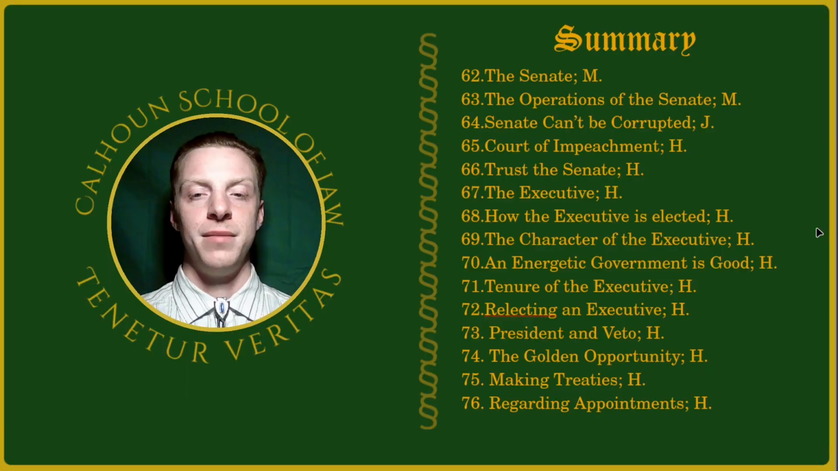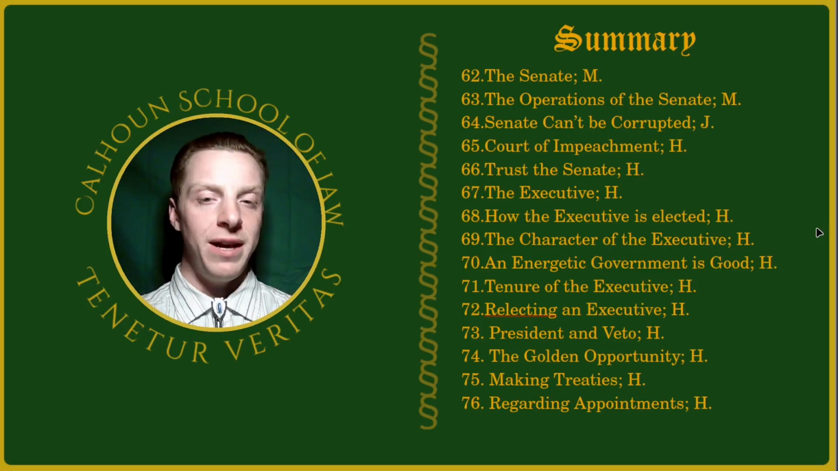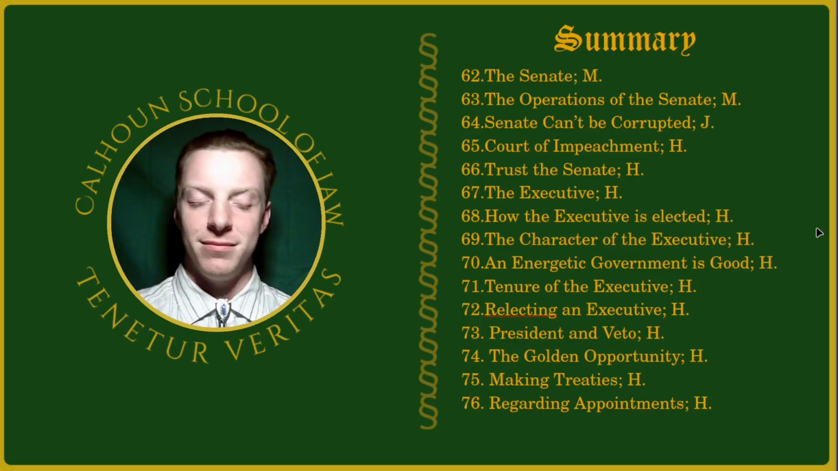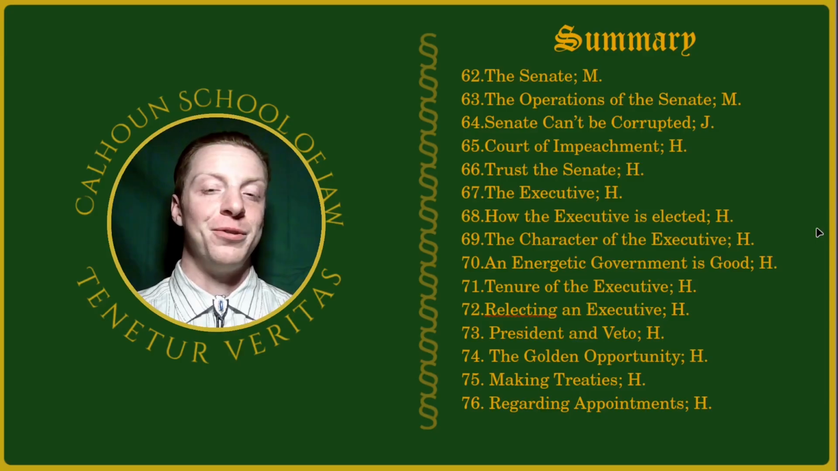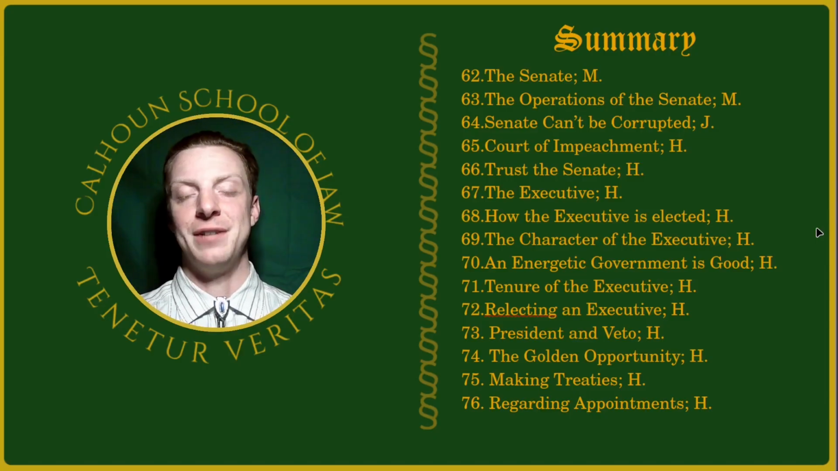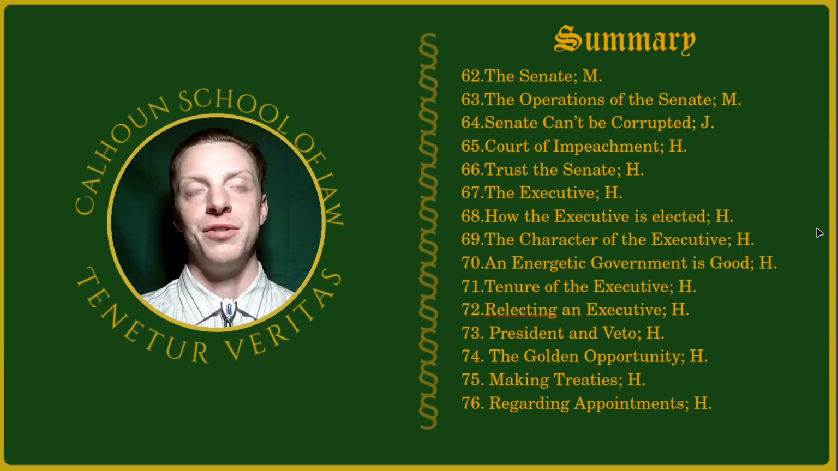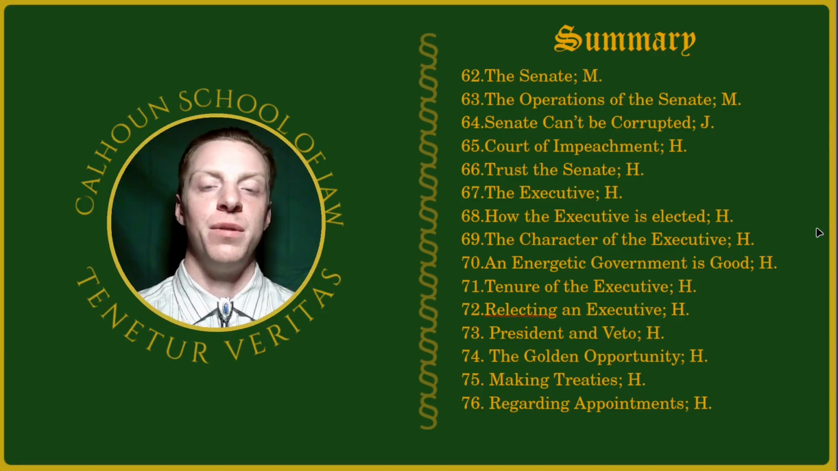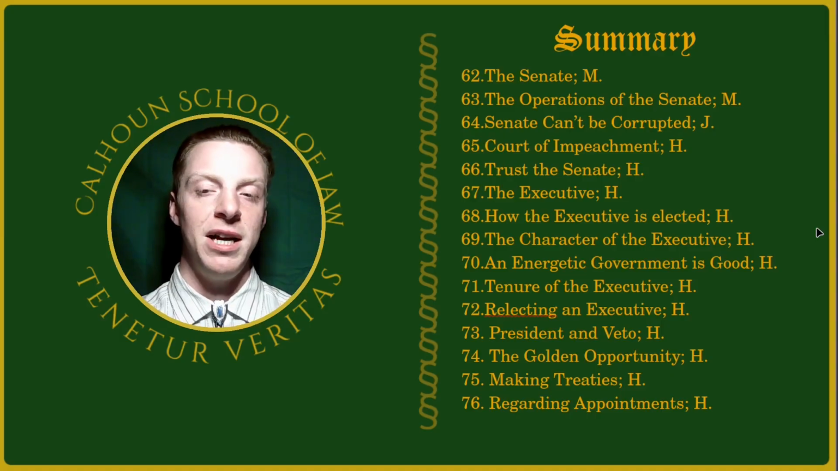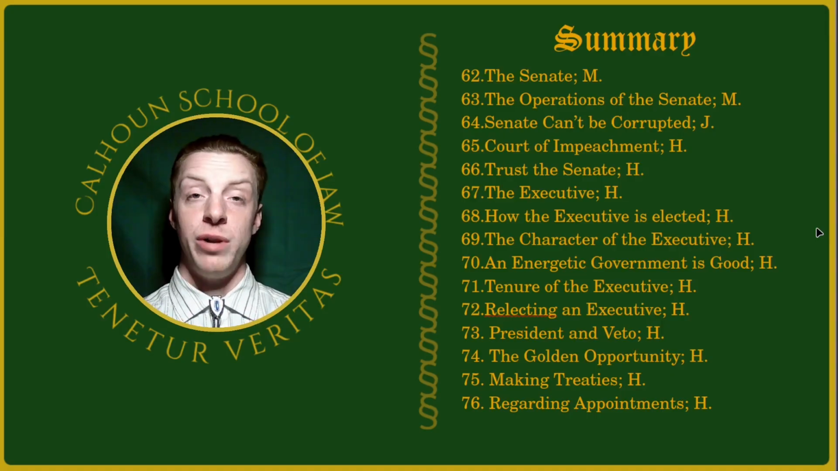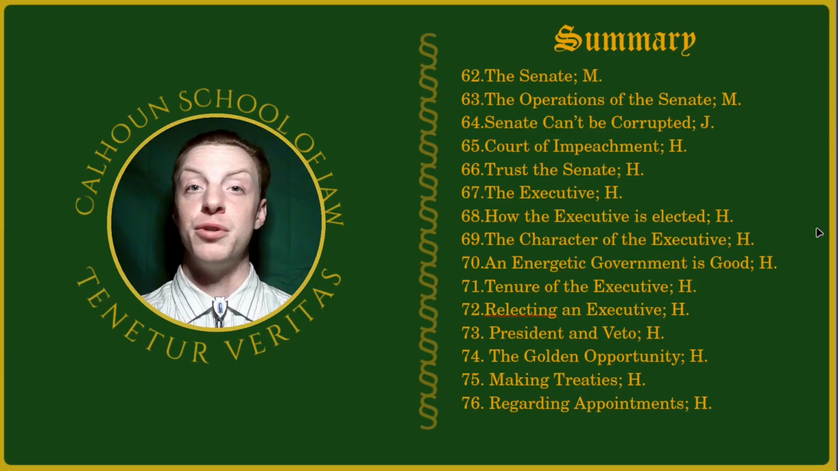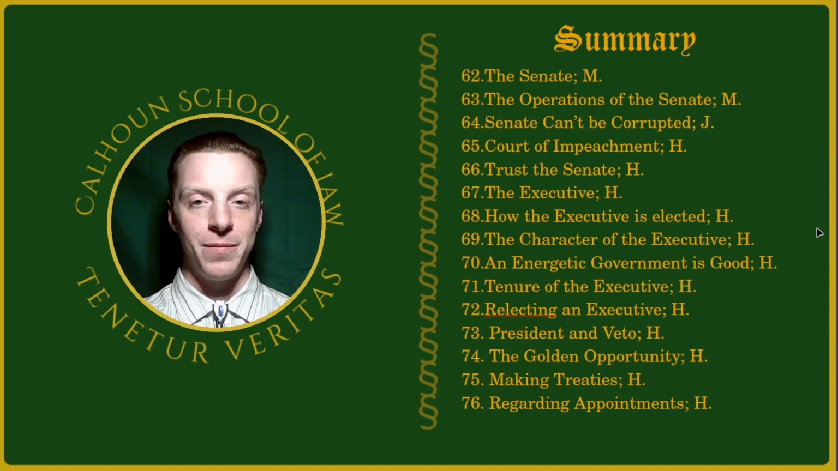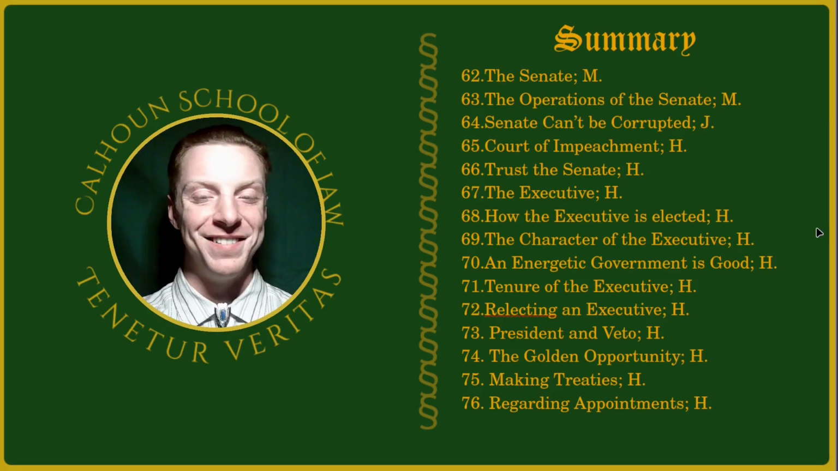Number 70 from Hamilton, an energetic government is good. Completely antithetical to what virtually every other founder, except maybe if you consider John Adams and John Jay, disagreed with. What Hamilton argued was an energetic government is good because it provides for the protection of the citizenry, provides for safety, it provides for action. What virtually every other founder believed was an energetic government is an involved government, and an involved government is a restrictive government, is a tyrannical government, is a slaving government. So I would encourage y'all to read number 70 as well.